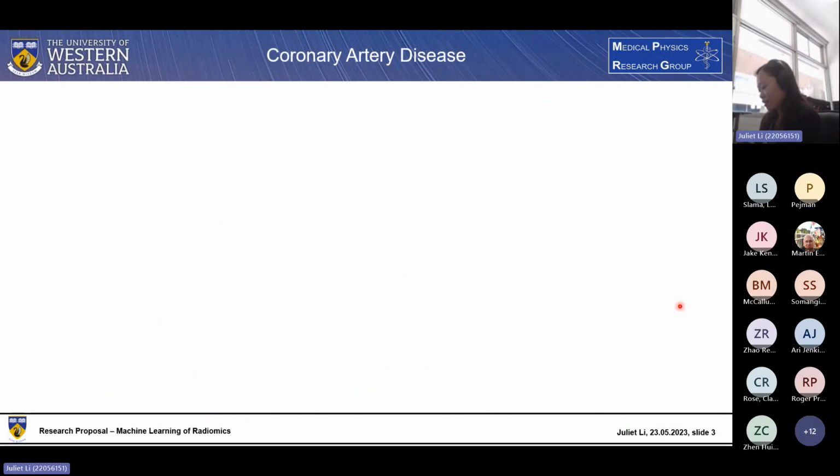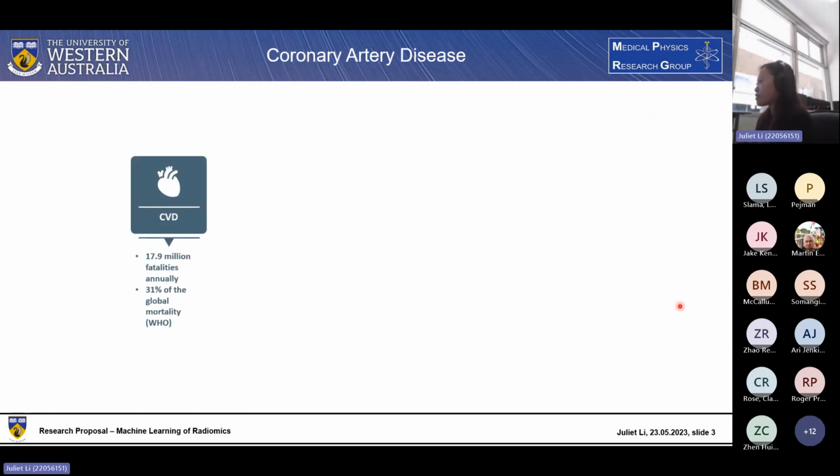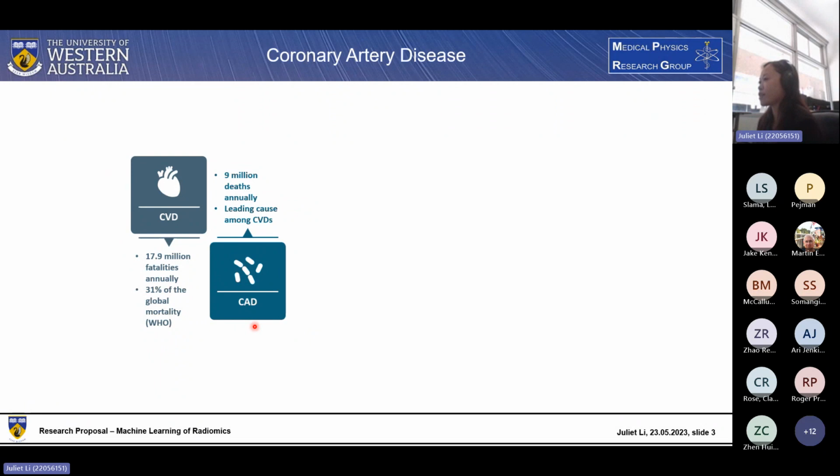So I would like to begin by talking about what is cardiovascular disease and what is coronary artery disease. Cardiovascular diseases are responsible for around 17.9 million fatalities annually around the world, contributing to 31% of global mortalities according to WHO. And coronary artery disease is a category of cardiovascular disease and is responsible for 9 million deaths annually, and it's one of the leading causes of mortality among all cardiovascular diseases.